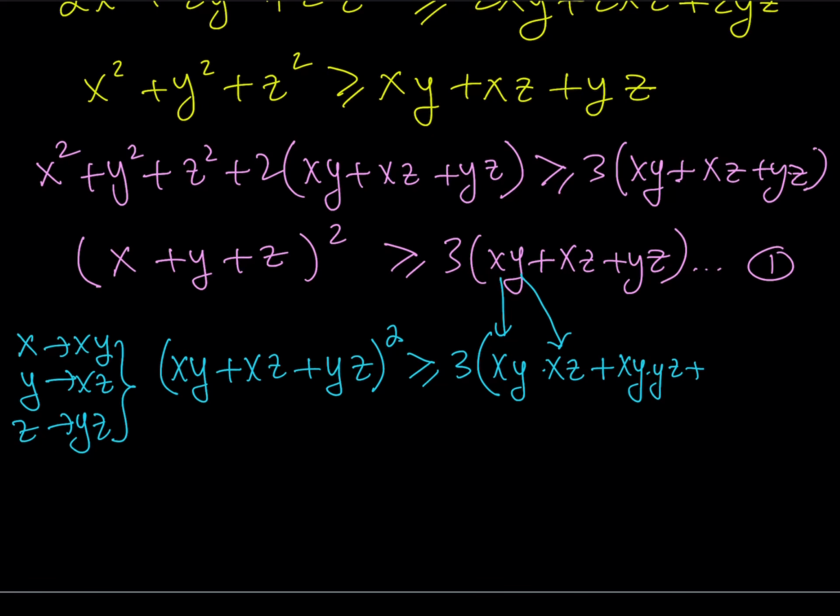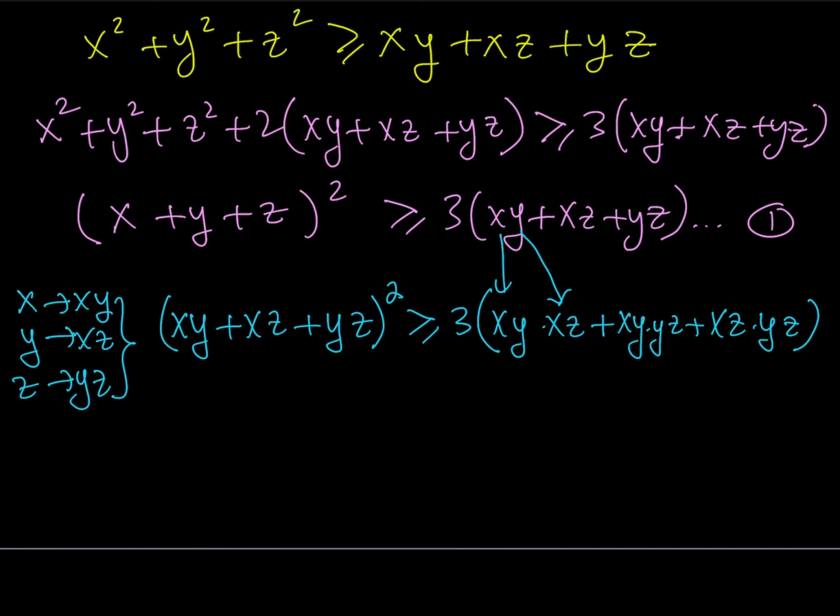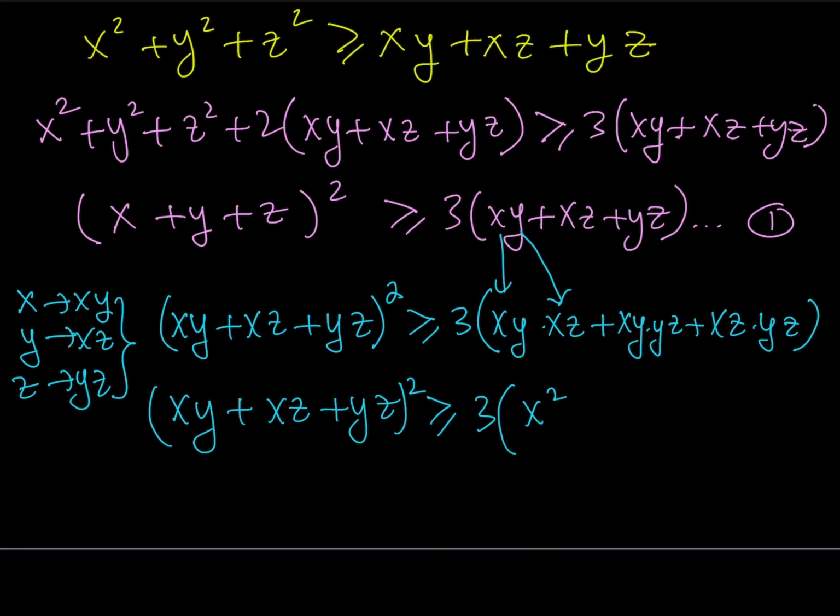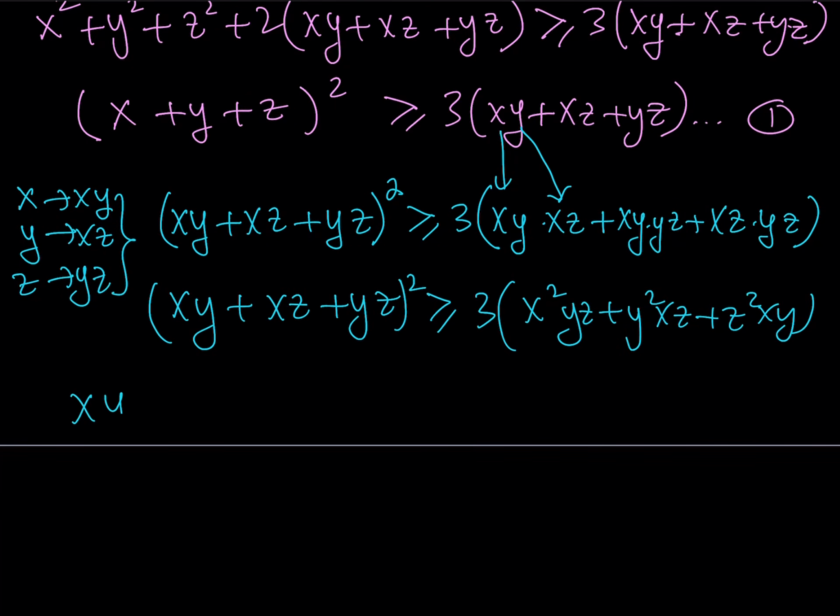And then yz is going to be xz times yz. Okay? Now if you simplify this, you're going to notice that you're getting (xy plus xz plus yz) squared is greater or equal to 3 times (x squared yz plus y squared xz plus z squared xy). And this can be factored. Let's go ahead and factor it.